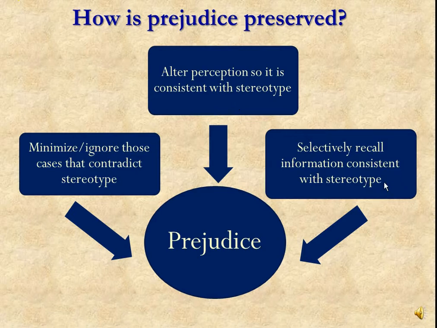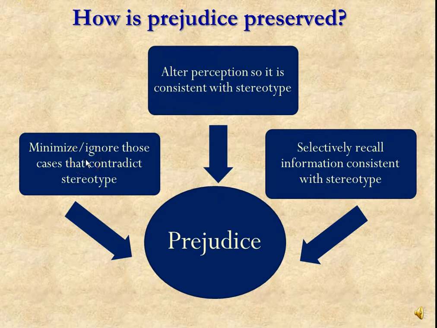Another thing that can happen is, again, we encounter something that's contradictory to our stereotype, but when we recall it later, and this kind of goes along with the altering the perception issue, we will recall the information in such a way that is consistent to our stereotype. So we can change our memory of things, we can change our perception of things, and we can also just minimize those cases that contradict us.